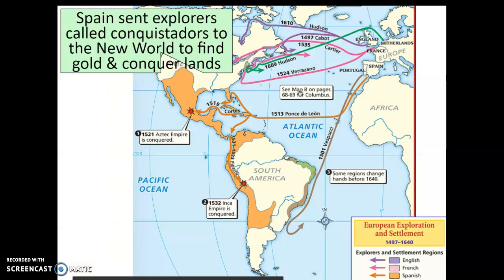So now we're going to go in and focus on the different versions or the different types of exploration that are happening from Europe as far as the countries that are coming over.